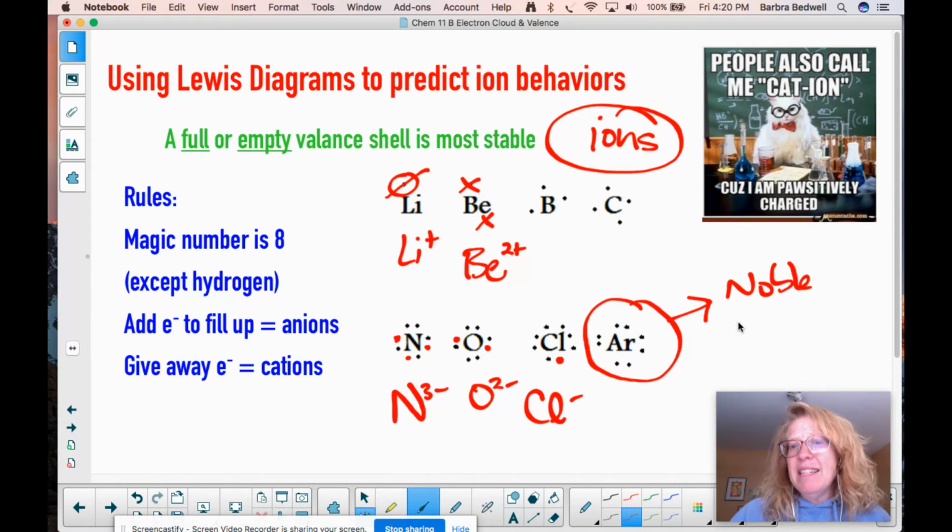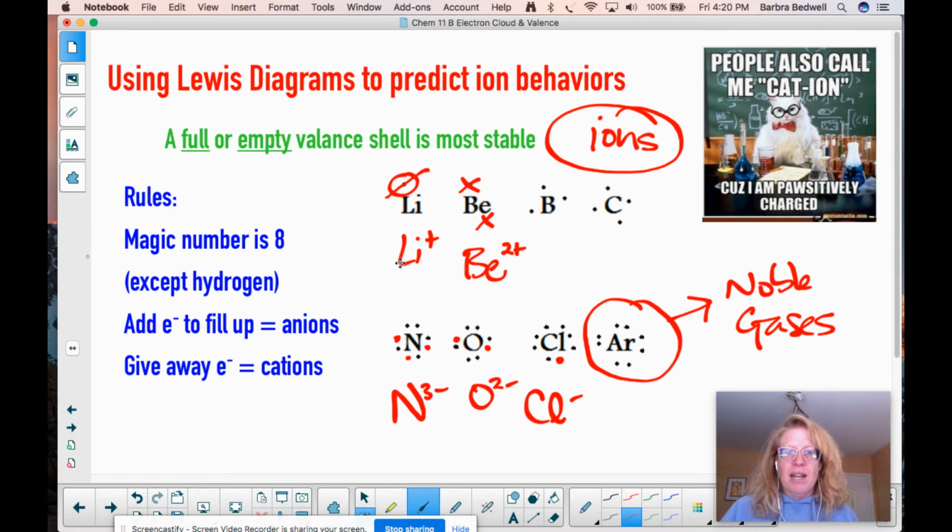I don't know if you remember a long time ago, these guys are called noble gases. They don't form ions. They don't need to do that. They're already full. Lithium only has to gain or lose 1, and in this case it's going to lose 1. That doesn't take a lot of energy. It's really an active metal, highly reactive, and really wants to get rid of that electron.